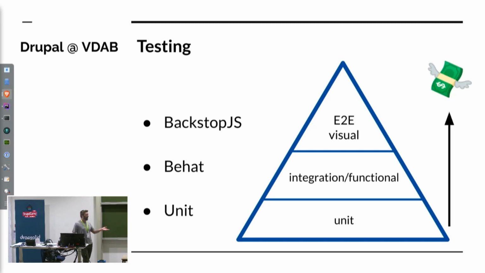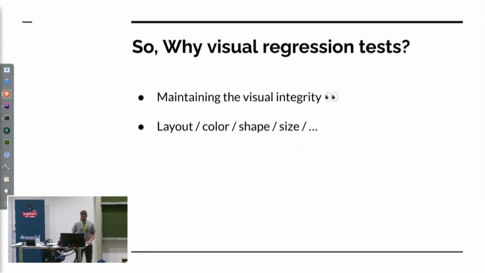Of course, the higher you go on the pyramid, the more expensive your tests become, and that's sort of true for backstop. There are some points to argue it's not the case anymore. Maybe it used to be. So the testing pyramid is quite an old idea. I don't think it's very up to date according to modern standards. So yeah, of course, the higher you go, the more expensive.